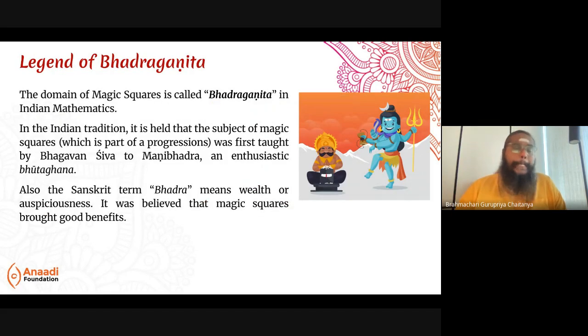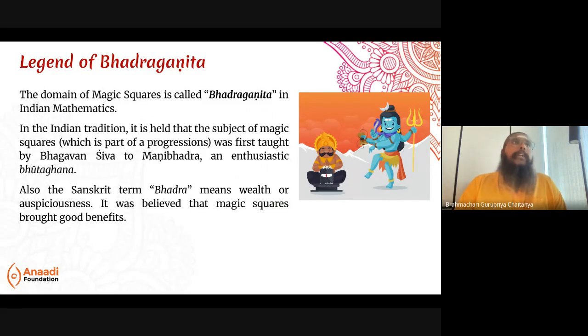We'll see the verses. The domain of magic square, that is Bhadra Ganita in the Indian context, like many other knowledge systems, dates back all the way to Paramashiva. In the Indian tradition, it is held that the subject of magic squares was first taught by Bhagavan Shiva to Manibhadra, an enthusiastic Bhutagana. Also, the Sanskrit term Bhadra means wealth or auspiciousness.